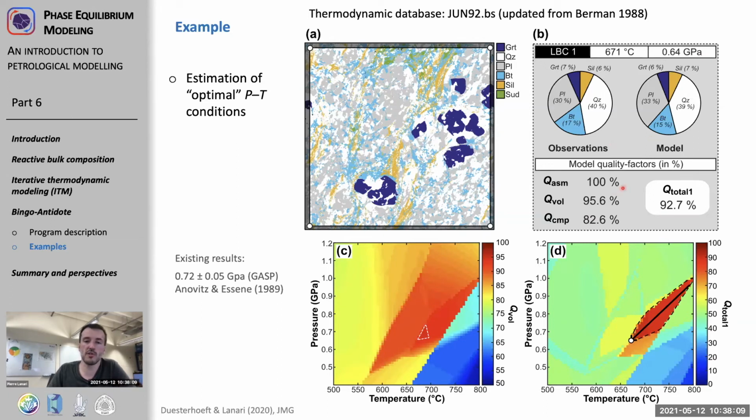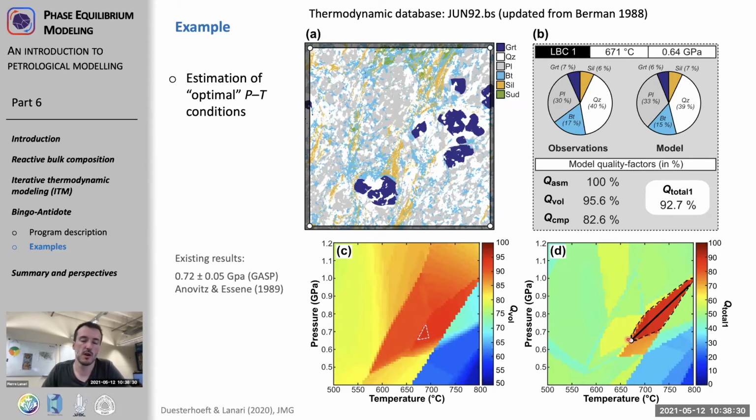We can have a look at the model quality factors. It's a bit lower for Qcmp, but otherwise it's pretty good. And that would be the optimal solution. And that would be the uncertainty that is based on the mapping of the Qtotal function. So the optimal solution is here, 670 degrees, 0.65 GPa.